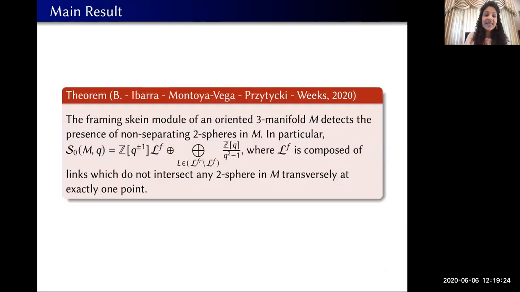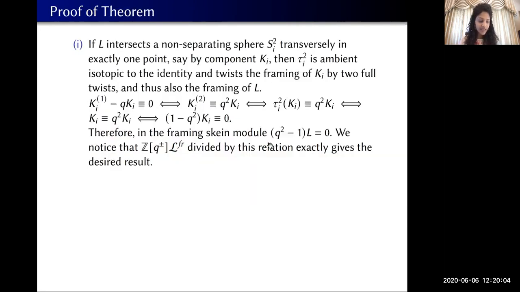And our result is that the structure of the framing skein module is completely determined. In particular, it detects the presence of non-separating 2-spheres in an oriented 3-manifold in the way of torsion. And in particular, the framing skein module equals this formula on the right-hand side of the equation, where LF is composed of links which do not intersect any 2-sphere in M transversely at exactly 1 point. Now, in the theorem, we also had 2-spheres which are intersected at 2 points by the framed link, but they are not included in this theorem. The reason is as follows.